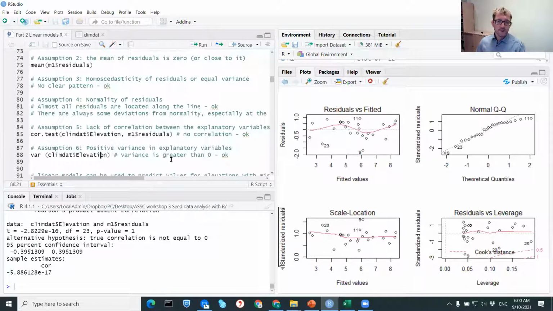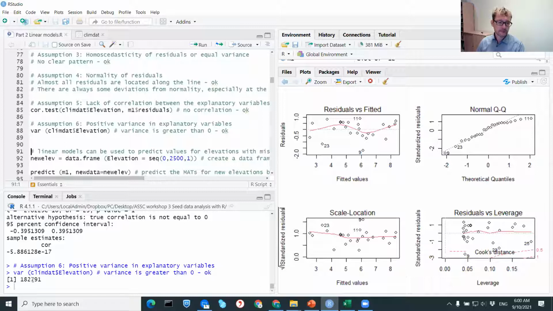And the sixth assumption, the last one: we should have some variance in our data. So it should be greater than 0. Okay, this number is normally large.